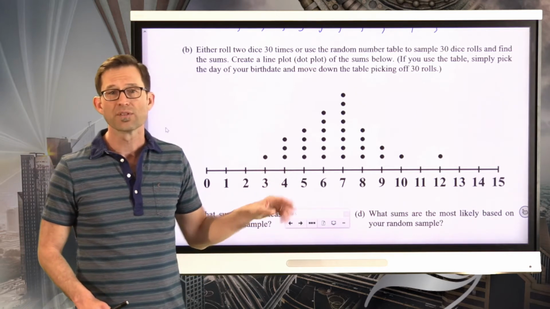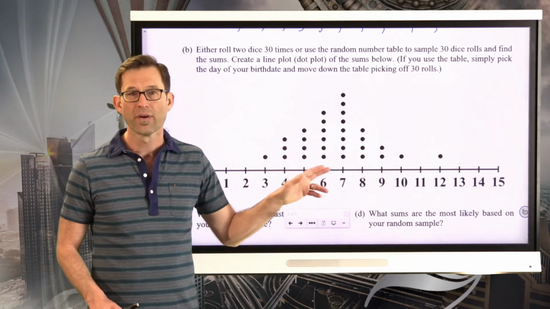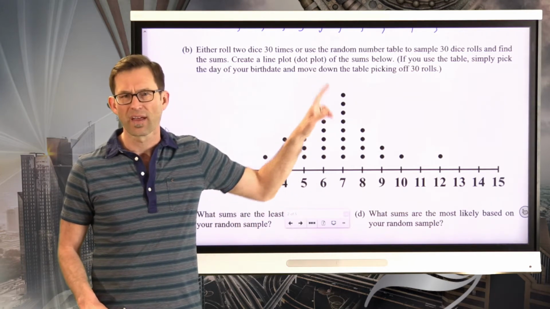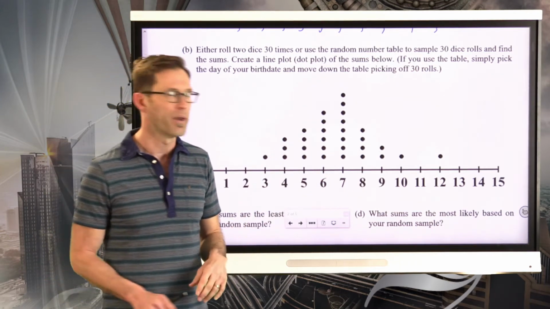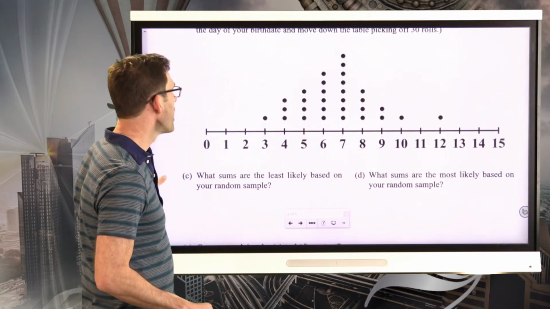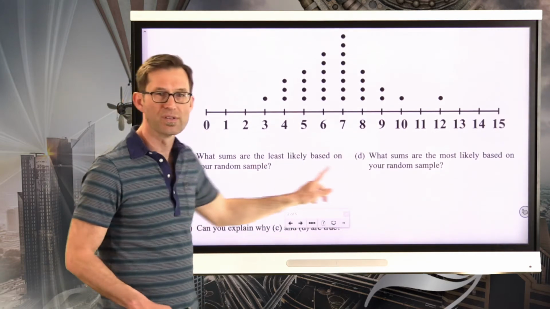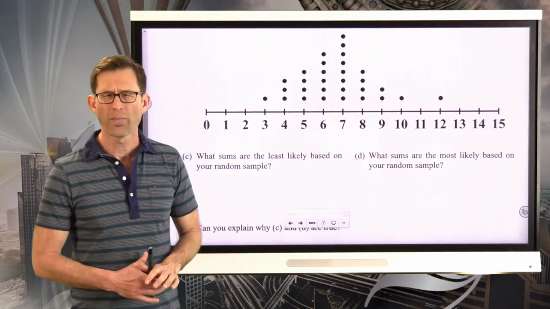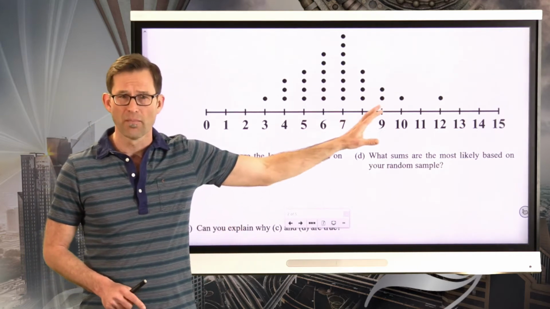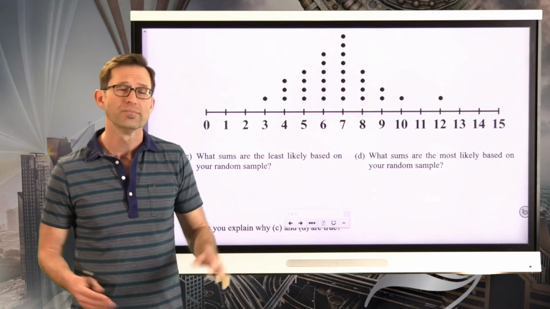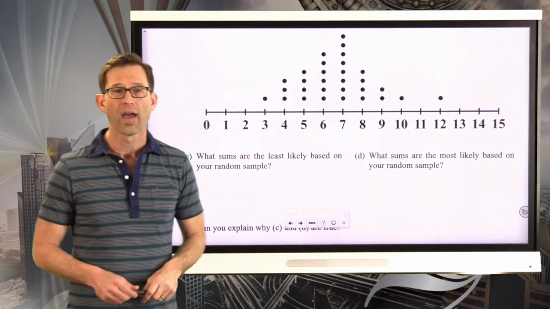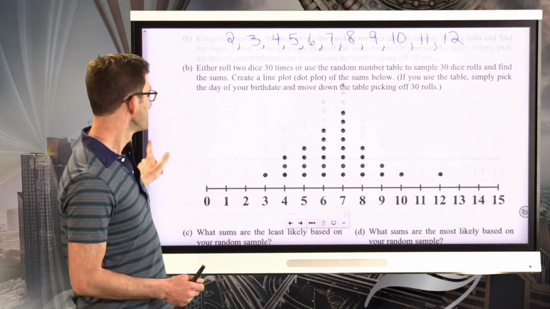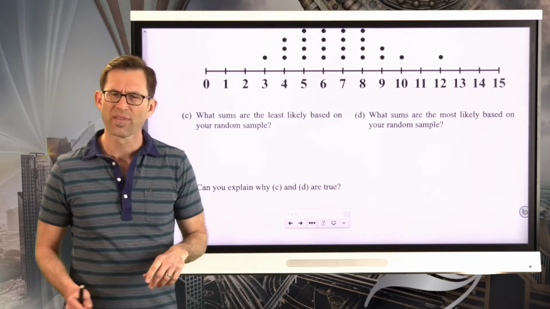I got 3 sums of 4, 4 sums of 5, 1, 2, 3, 4, 5, 6 sums of 6, etc. I think I got 8 sums of 7 and whatnot. So, based on my results, I'm going to answer these questions. You should answer these questions based on your results, which I'm hopeful are similar to mine. Okay? Similar. But who knows? Take a look at letter C. Sorry, I thought that should be letter B.